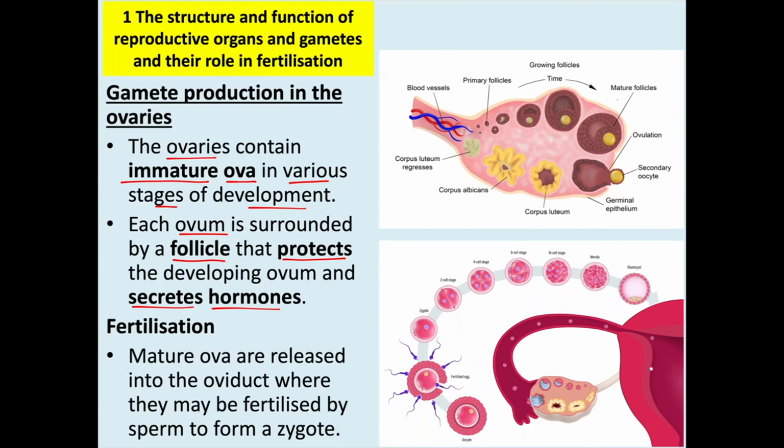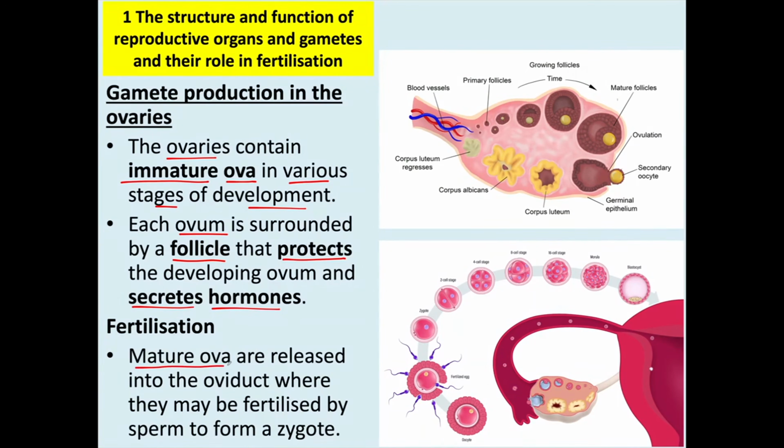You can see it's providing a protective layer around it, and it also secretes hormones. And again, we'll learn about the name of that hormone shortly when we go into a future topic. But for now, it's enough to say that it protects and it secretes hormones. Now, why is this important? Because when we eventually secrete the ovum into the oviduct, it will then meet, hopefully, if you're trying to fertilize it, a sperm, which will then go on to form our diploid zygote, okay?